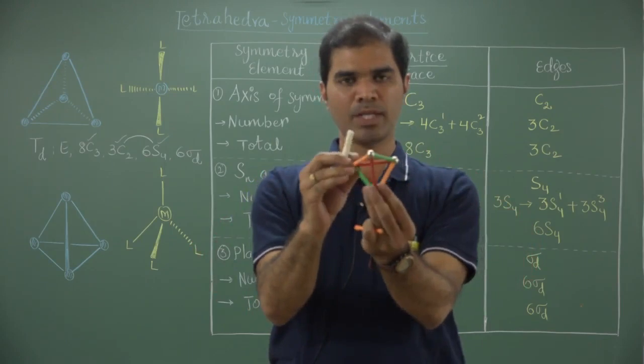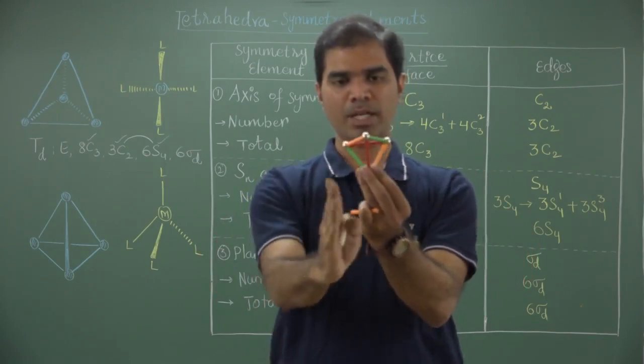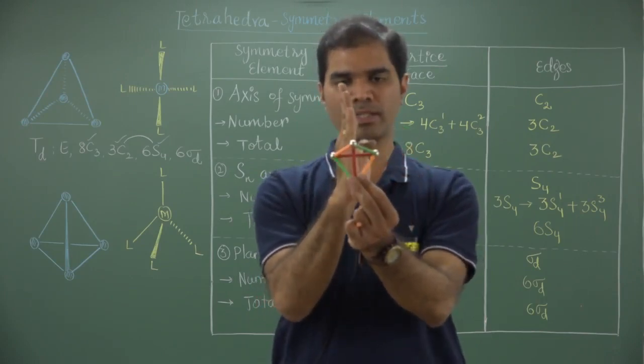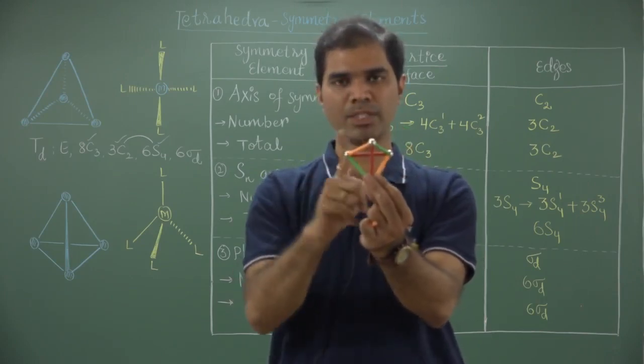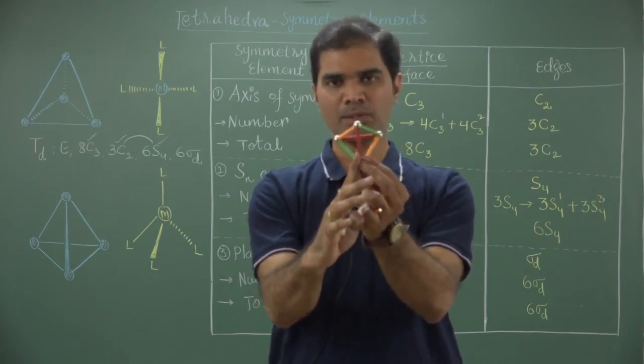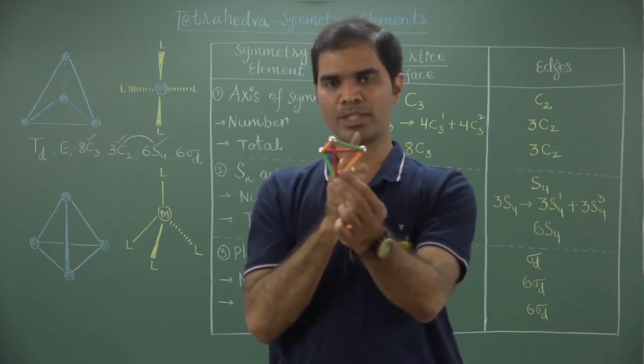So when I am holding it in this way, if this is one C2, this is a second C2, a plane which bisects is called a dihedral plane. So it is bisecting that angle subtended between the two C2s. It means each dihedral plane is passing through one of the edges completely, and it will come out from the center of the opposite edge.